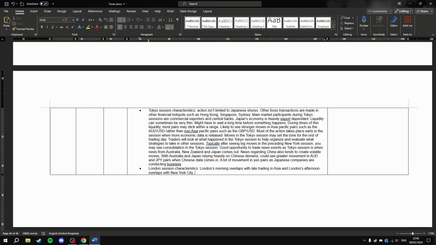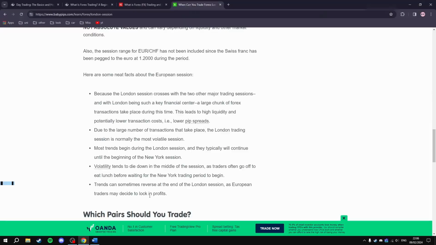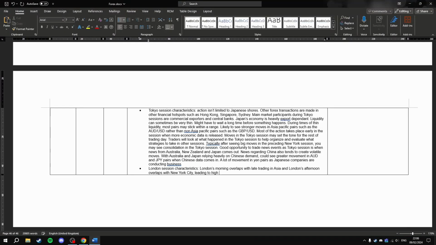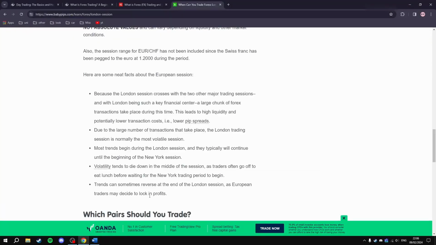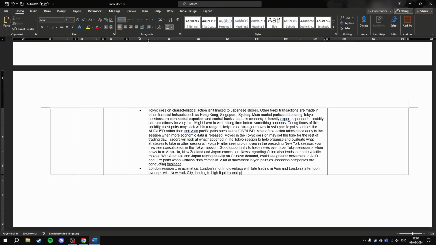Leading to high liquidity and potentially lower transaction costs, i.e. lower pip spreads.